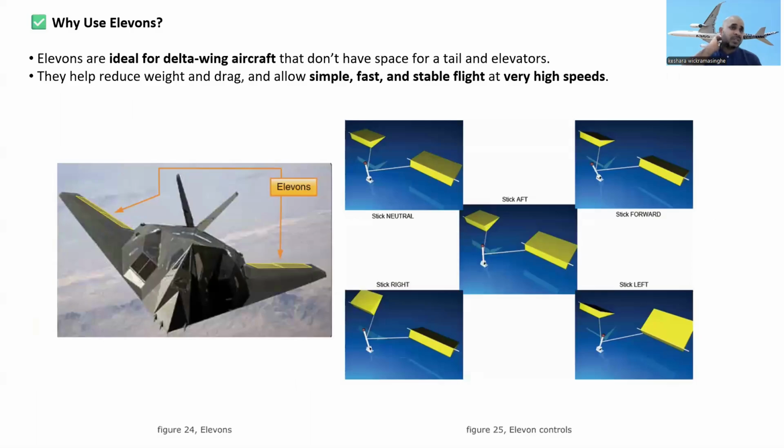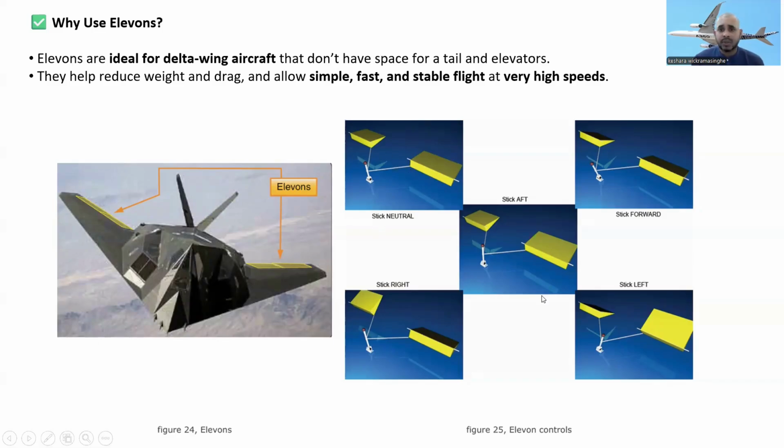So why use elevons? Elevons are ideal for delta wing aircraft, which don't have space for a tail and elevators, and they help reduce weight and drag and allow simple, fast and stable flight at high speed. Just remember these are called elevons.